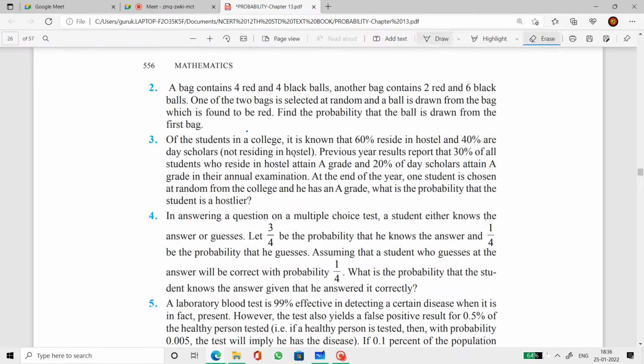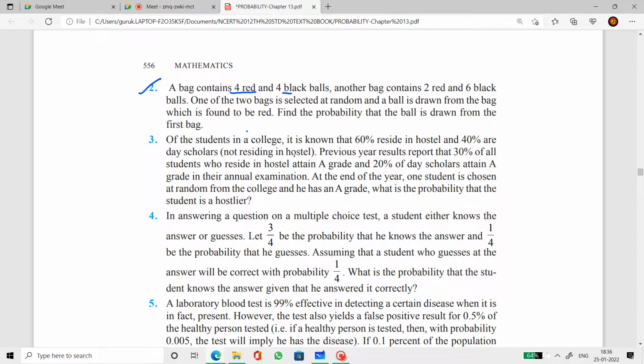Question number 2. A bag contained 4 red and 4 black balls. Another bag contained 2 red and 6 black balls. So there are 2 bags. Let us assume bag 1 and bag 2. Put the number of balls under the bags. So bag 1 contains red 4 and black 4, whereas bag 2 contains red 2 and black 6.